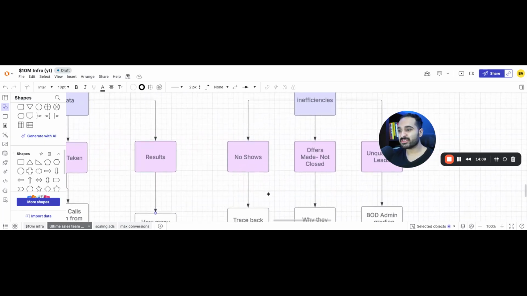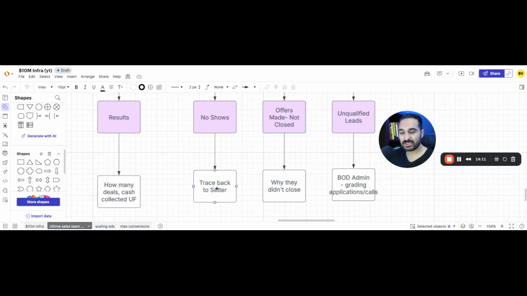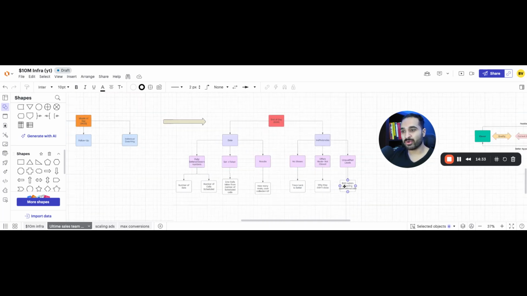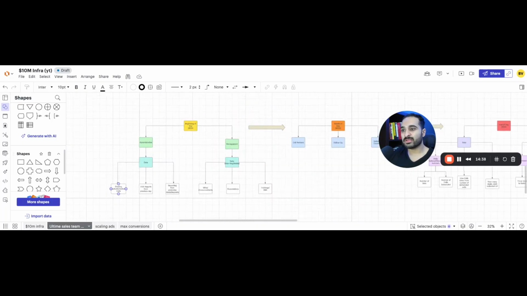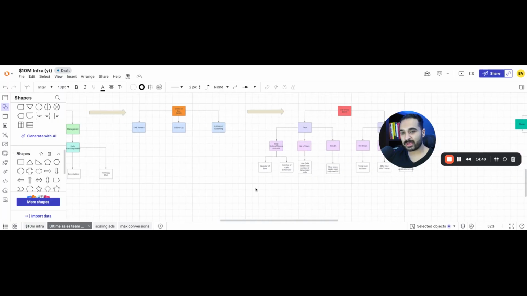And then you have inefficiencies, no shows, right? Trace these back to the setter. Very, very good chances, unless you're running a direct-to-call funnel, then there's no setter involved. It's a different conversation, marketing and lead quality. But if a setter is booking the calls and the no-show rate is high, there's a problem with the setting team, right? Same thing with offers made and not closed. Why didn't they close? And same thing with unqualified leads. This is going back to the beginning of the day, grading applications right here, right? So beginning of day, middle of day, end of day.